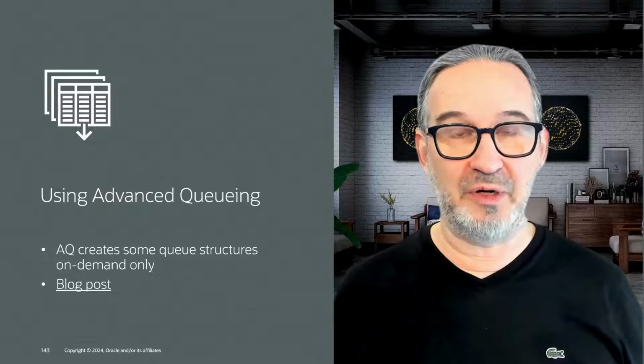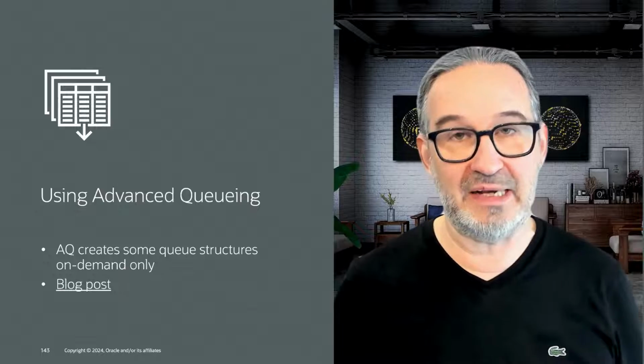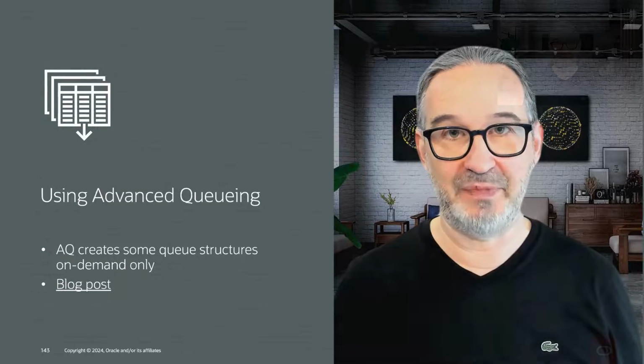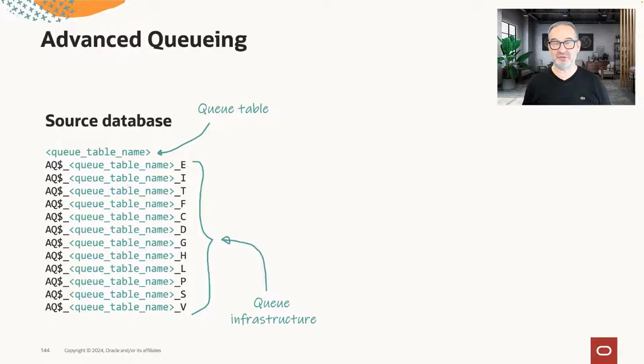Now, at first, when you use advanced queuing, the database builds up structures by itself in the database. Let us have a closer look. This is in the source database. So you created a queue table, and in the background, the database creates a queue infrastructure, which are IOTs.